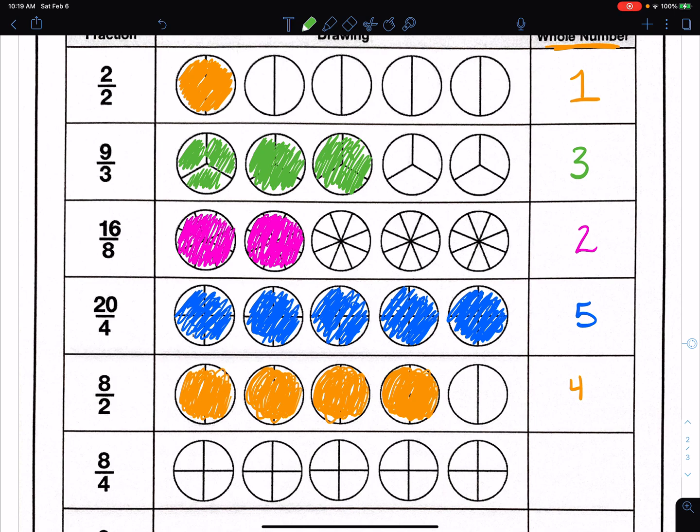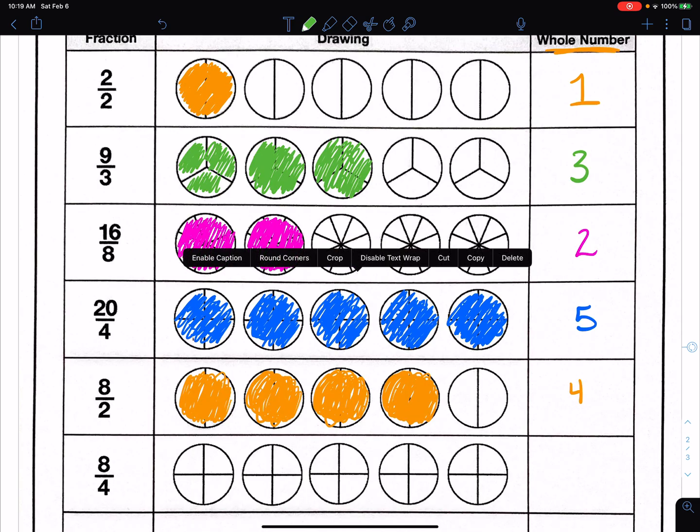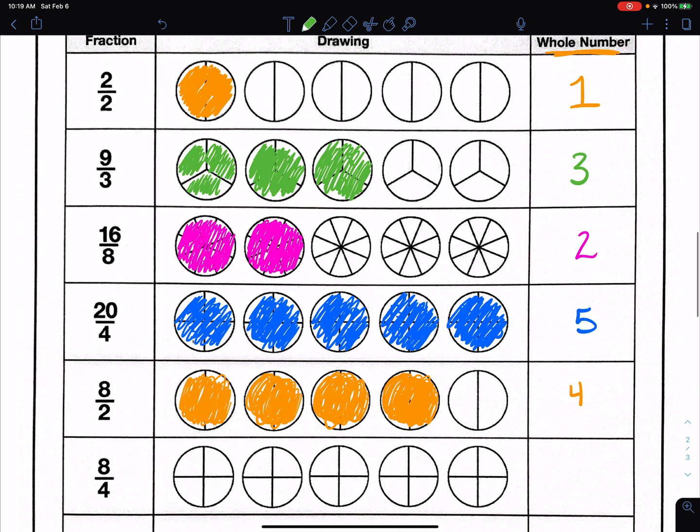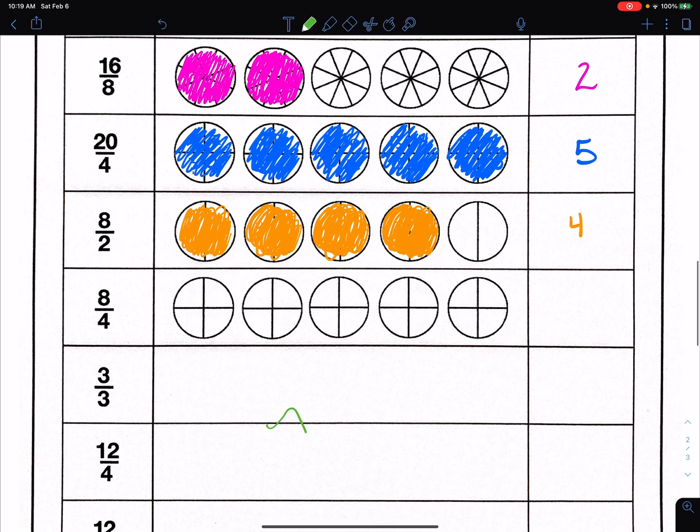So I could skip count. So this would be 4, this could be 8. I skip counted, so I'm going to shade in this whole circle, and I'm going to shade in this whole circle. So I can see that I have 1, 2 wholes shaded.